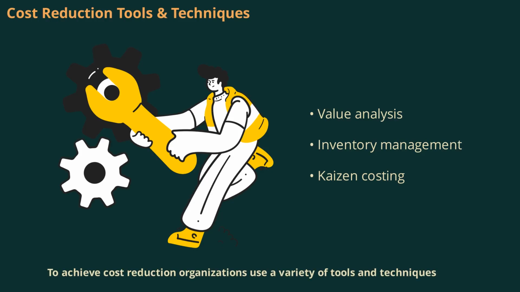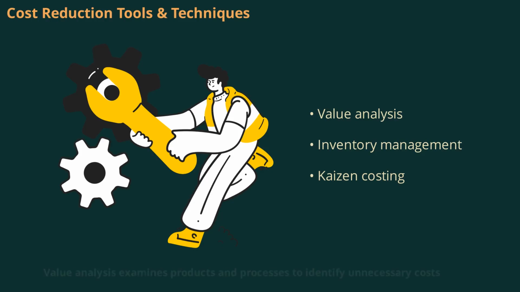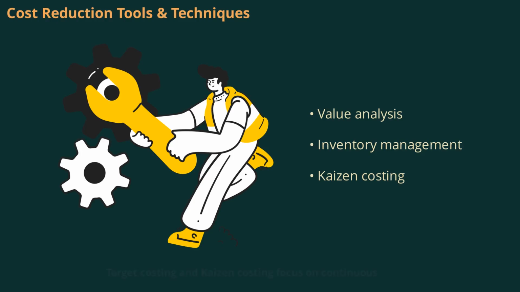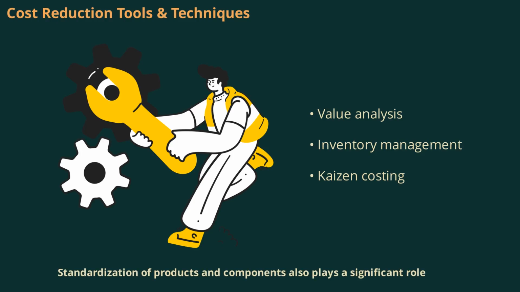Organizations use a variety of tools and techniques to achieve cost reduction. Value analysis examines products and processes to identify unnecessary costs. Inventory management methods like just-in-time and backflush help minimize stock and associated costs. Business process reengineering rethinks workflows for greater efficiency. Target costing and Kaizen costing focus on continuous improvement and cost control from the design phase onward.